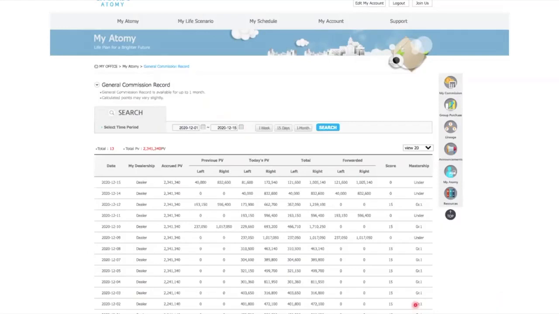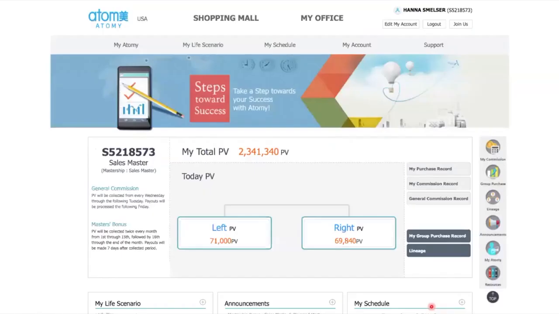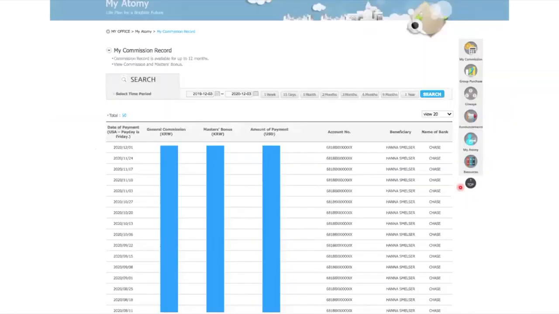Of course, it's never exactly 300,000. And that meant that I cashed out on that day and received plus or minus $60. My commission record is the history of payments to be paid out or that have already been paid out. This is going to be the second tab, and it's going to look something like this. Basically, you have the opportunity to be paid out every single week.